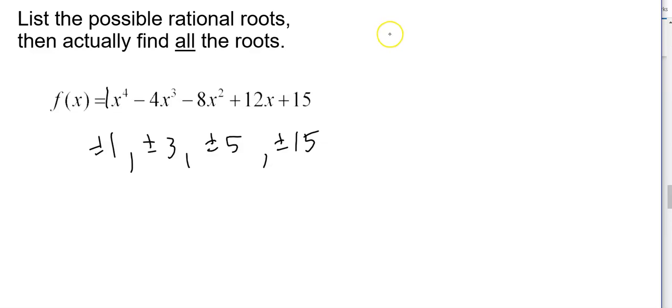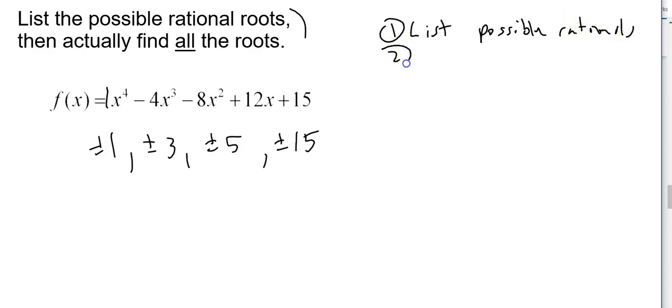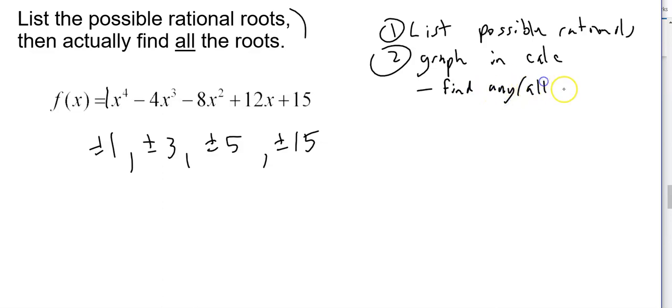So to do this, you want to first list the possible rationals using the theorem. Second step, graph in your calculator. Find any and all rational solutions from the calculator.